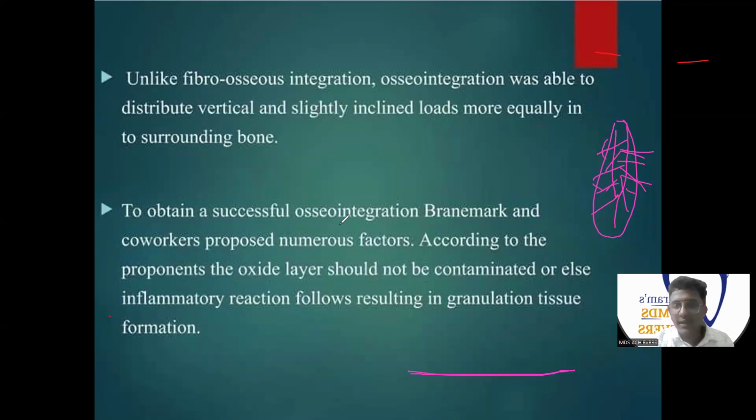To obtain a successful osseointegration, Brånemark and Kovacs proposed numerous factors. According to the proponents, the oxide layer should not be contaminated, or else an inflammatory reaction will occur. Sterilization is a very important thing when we place an implant, of the implant and also of the surgical site and the gloves, everything. While removing the implant from the implant box, it should not touch even your gloves. It should be directly placed in the socket of the patient. That's it. We need to follow the sterilization protocol very strictly.